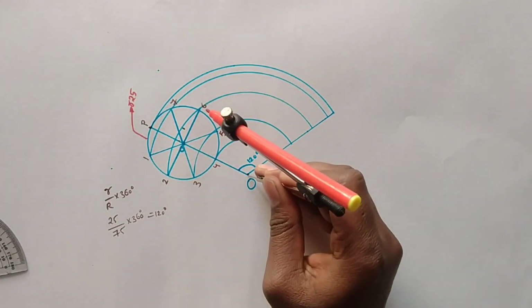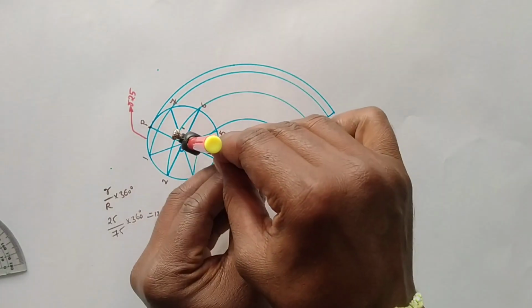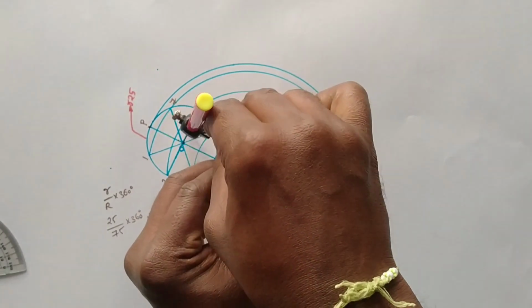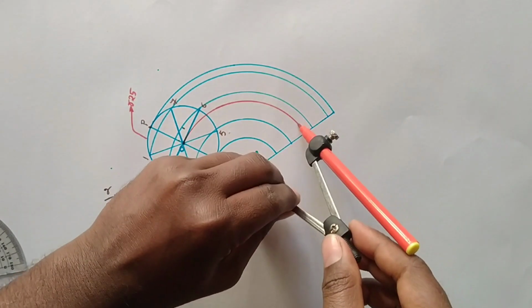Also draw a curve from the center point of the rolling circle. Set your compass with the directing circle center as the center, and from the center of the rolling circle, draw a curve. This is the center line curve.